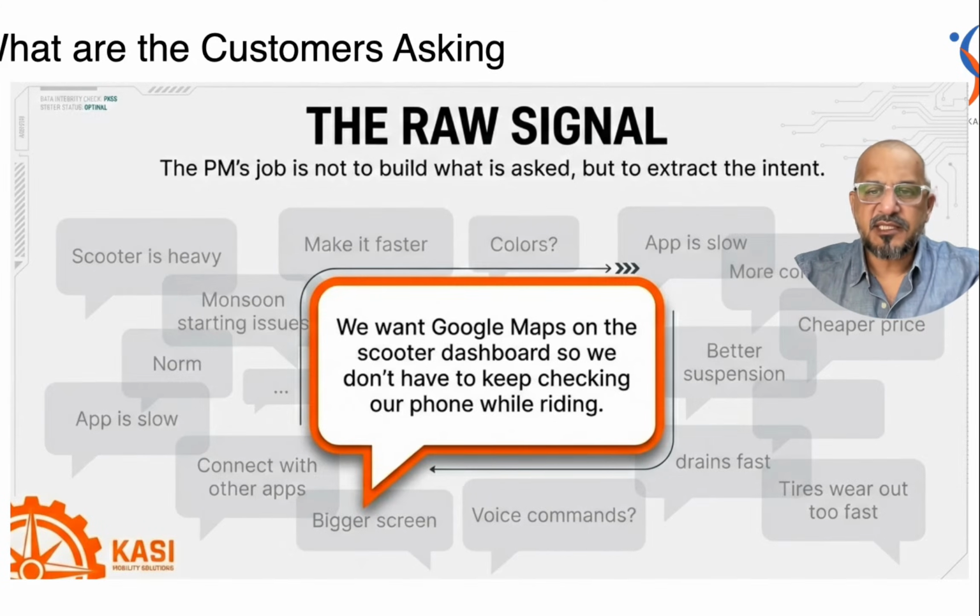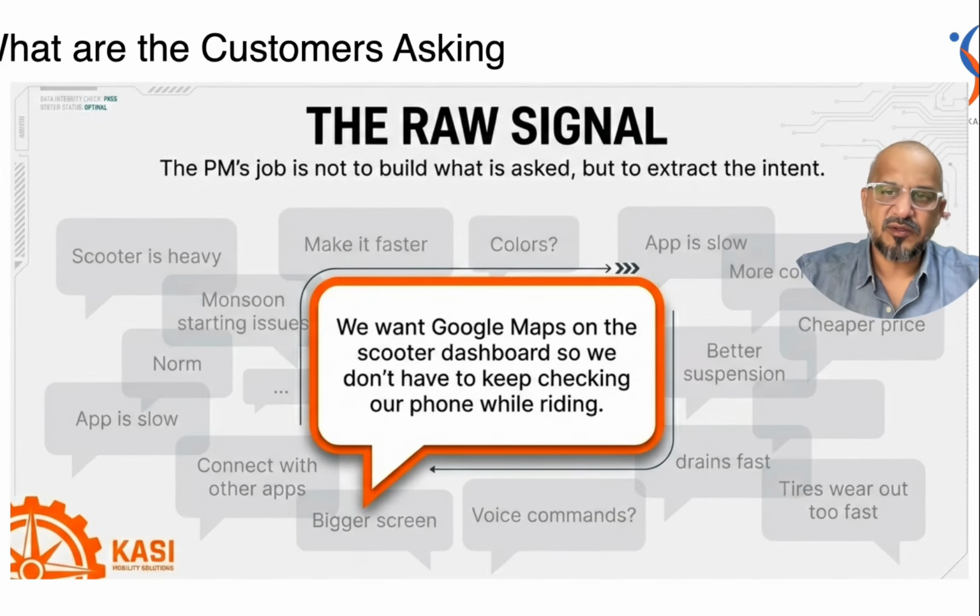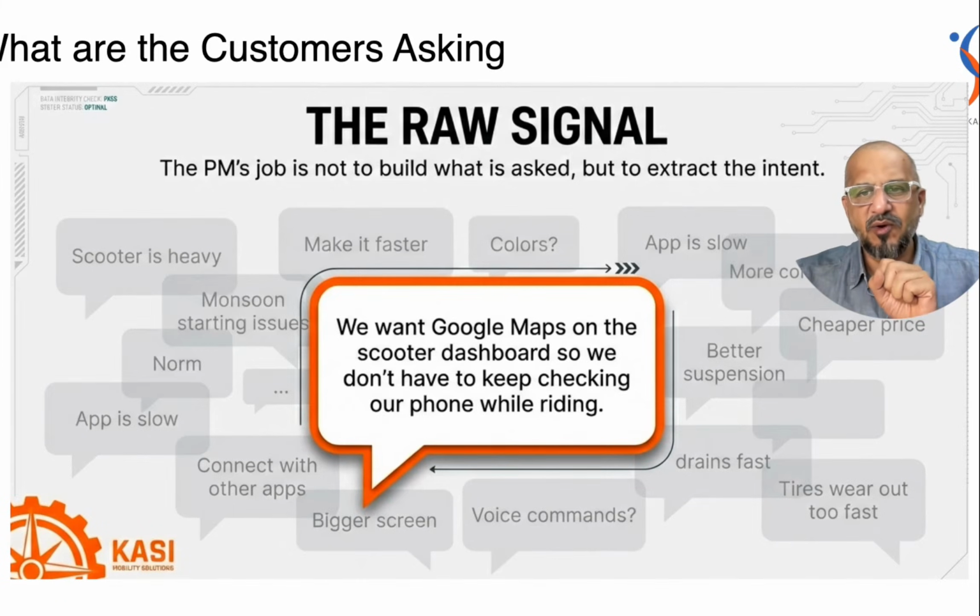So extracting the intent from all the chaotic signals. First is the noise to signal filtering. So there is a lot of noise. You filtered out one signal, and maybe there are two or three other signals that you filtered out. Then categorizing raw feedback, like, the scooter is heavy, or you want maps, into various different buckets, right?